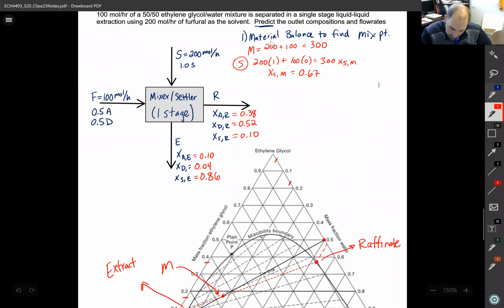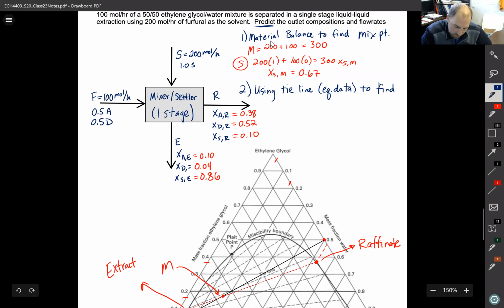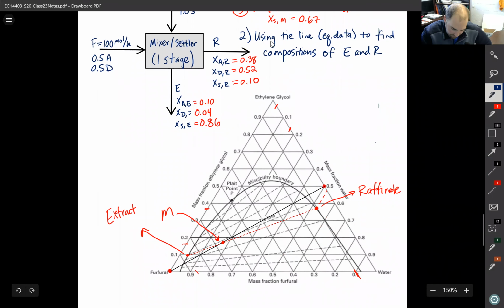Okay, oh, I skipped the second step here, which I already did, but I didn't write it. It is using the equilibrium diagram, using tie lines, equilibrium data, to find the composition of the extract and raffinate phases. Find compositions of E and R. All right, again, I'm looking for the tie line that intersects my mixing point. So if I don't have it, I have to sketch it in, and then wherever the tie line intersects the equilibrium diagram, that's where my compositions are going to be.